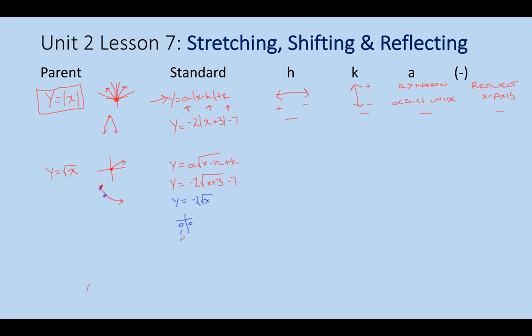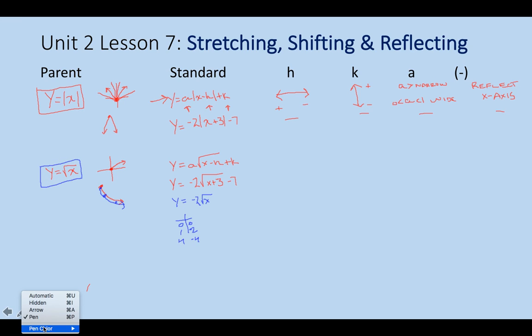And if I picked 4, I'd have the square root of 4 is 2. 2 times negative 2 is negative 4. So if I went over 4, then I would go down 4. And so this is how I would get an accurate picture of what it looked like with a stretch value. So we've done absolute value, we've done the square root.